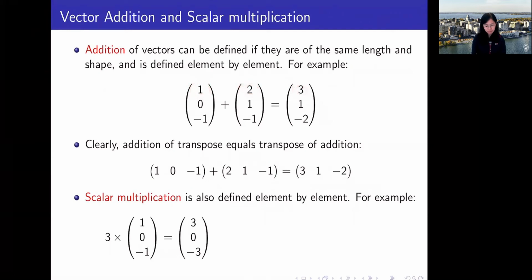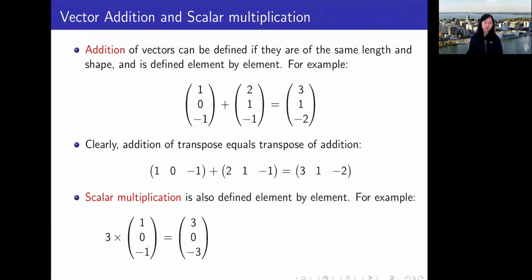So the first element of the resulting vector is the sum of the first element of the two vectors you're adding up. And similarly for the second, similarly for the third, and so on and so forth. So that's vector addition. We can also define scalar multiplication.